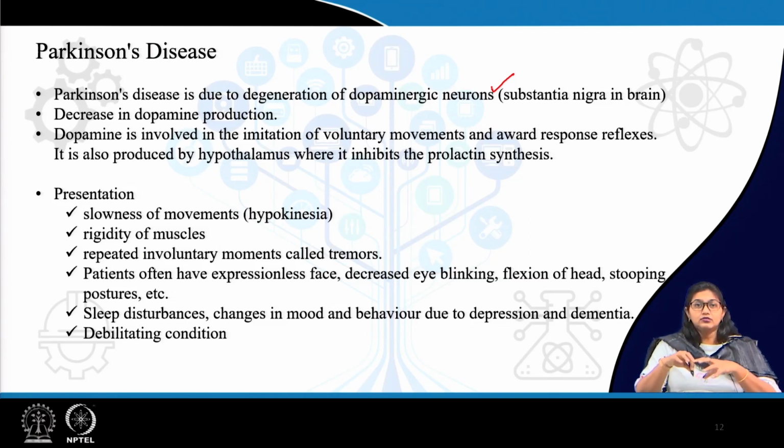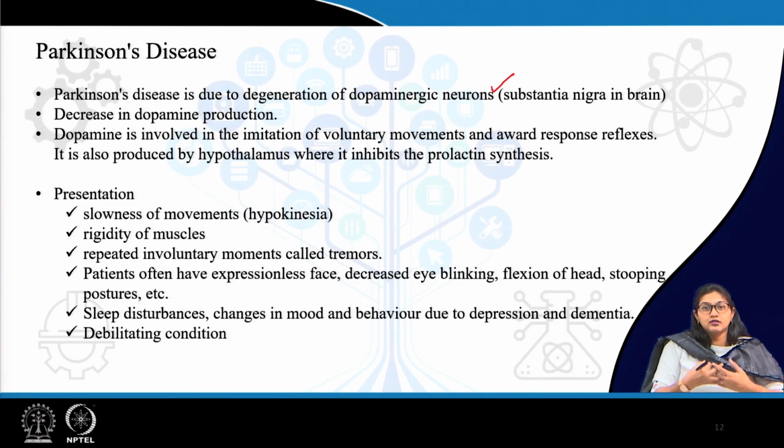Now, dopamine is important for its role in different types of voluntary movement as well as the reward response reflex, and it is also important for inhibiting prolactin synthesis. Then there is coordination in the movement. So, basically when this dopamine is absent, the manifestation is hypokinesia or bradykinesia. So, basically movement is slowed down as well as there is rigidity of muscle.